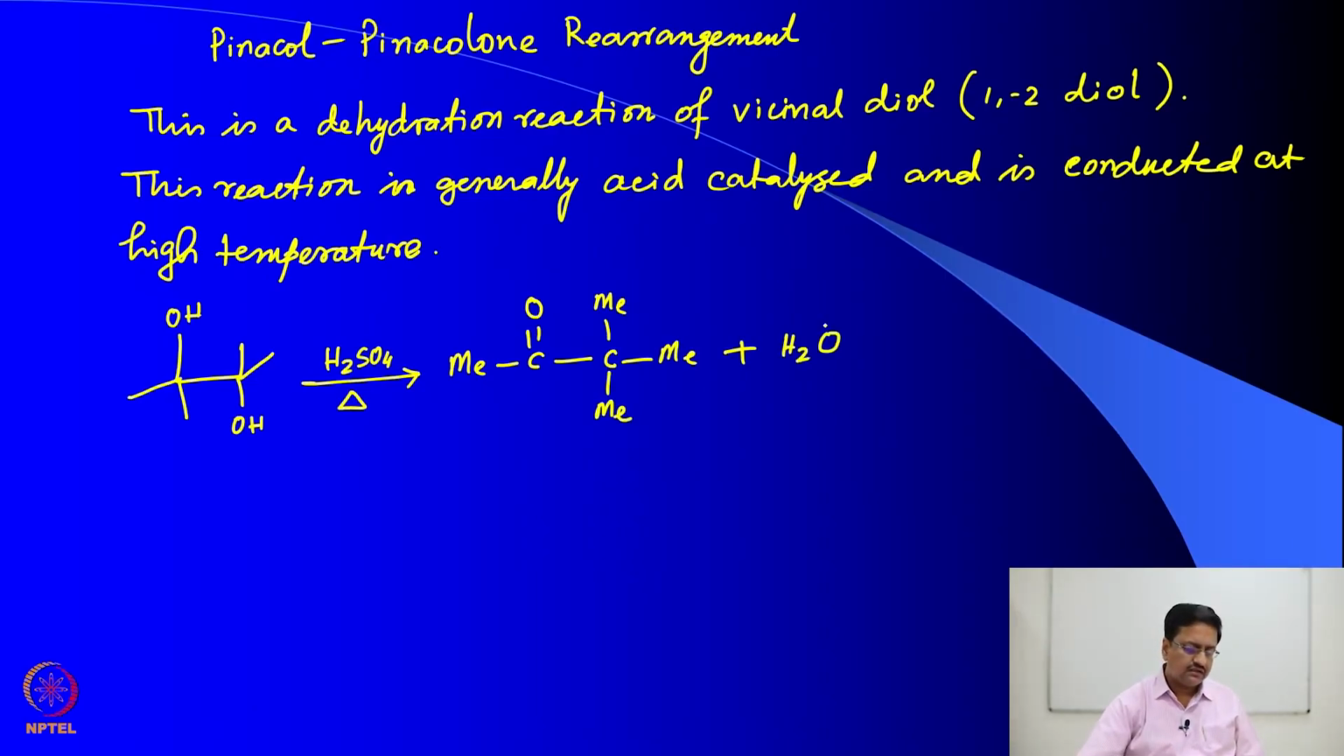So, when you start with vicinal diol, which means 1,2 kind of a diol where 2 hydroxyl groups are there on two corresponding carbon atoms, in presence of strong acid and heat, this gets converted to a ketone. So, this starting material is called pinacol and the product is called pinacolone. This reaction takes place through 4 steps. So, let us see what are those 4 steps of this reaction.